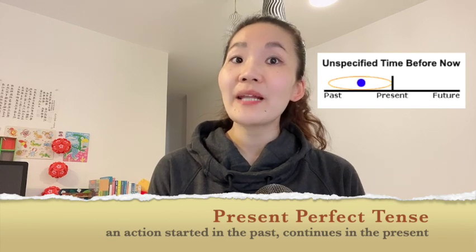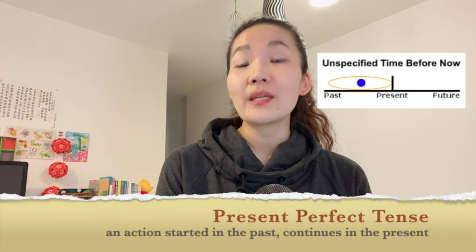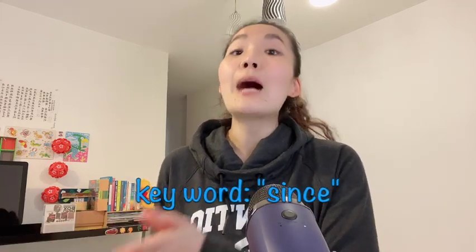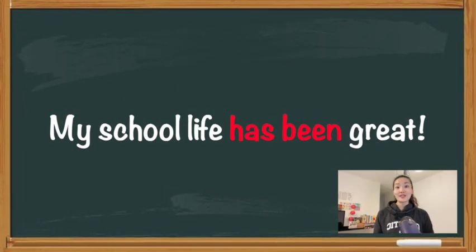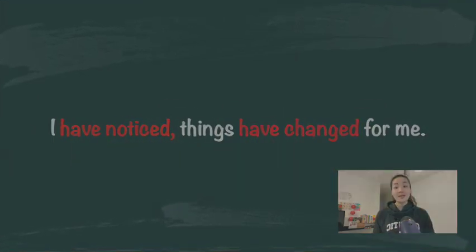We use present perfect tense to describe an action that started in the past and continues to the present. Here, Caden describes his school life since he first joined up till now. My school life has been great. I have noticed things have changed for me. I have been gaining more and more self-confidence. I've been going on adventures, I've been taking more initiative and joining different activities.